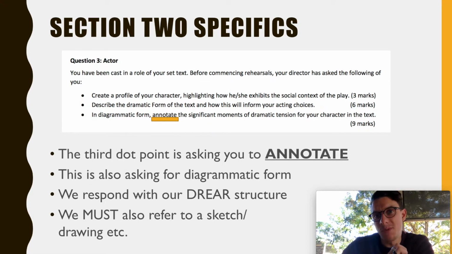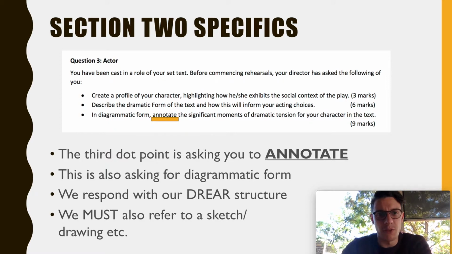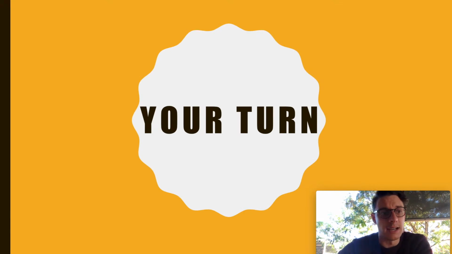And then the last one, annotate. We know that when we annotate, we need to annotate from something. So we're going to provide some sketches or some drawings. For instance, you might provide a dramatic tension graph like we've looked at, and then the annotations need to be very specific, and that is going to be something that they're going to be looking for because that's in that question.